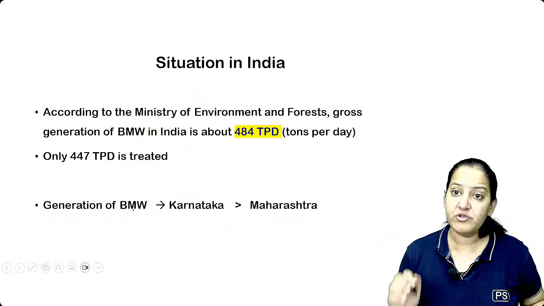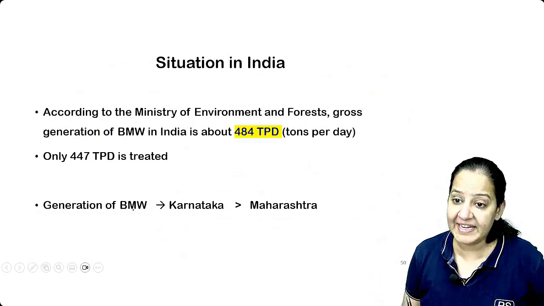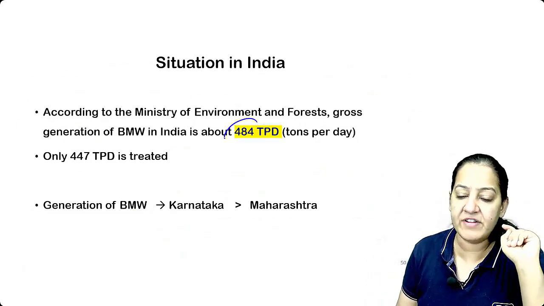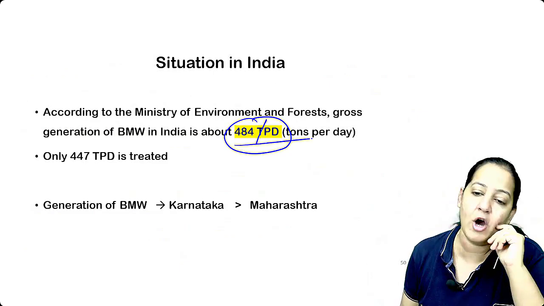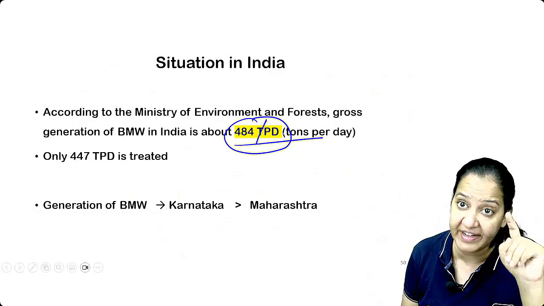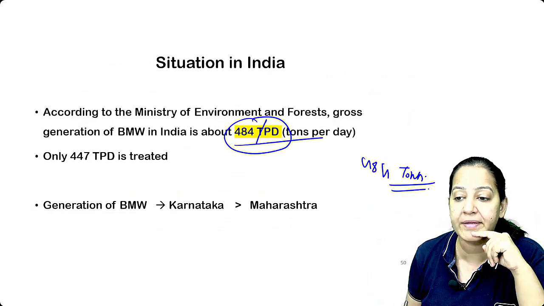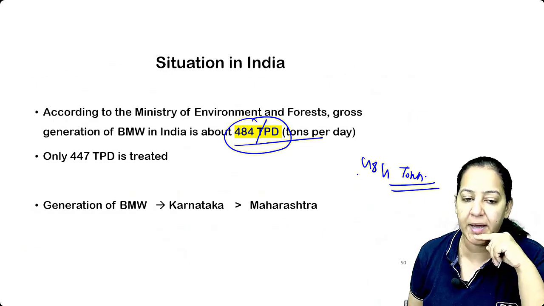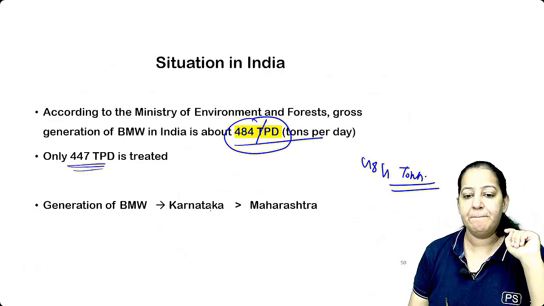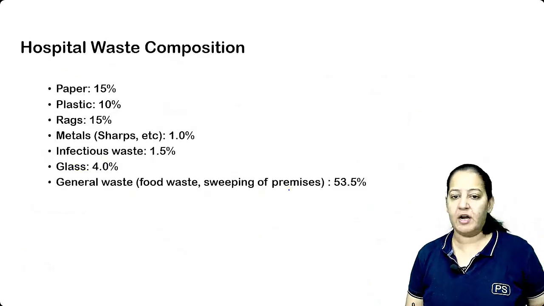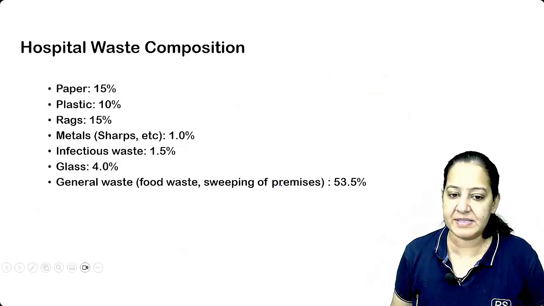Okay. Now, what is the situation in India? How much biomedical waste is generated per day? In India, on an average, 844 tons per day is generated. Out of which only 447 is treated. Maximum it is generated in Karnataka, followed by Maharashtra.